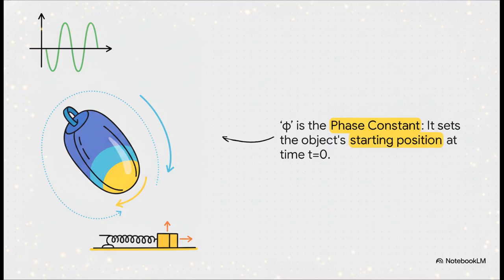This is the phase constant. All this little guy does is tell us where the object was when we started the clock. Did we let it go from the very end of its swing, or did we start watching when it was right in the middle? That starting condition, that's what the phase constant is all about.